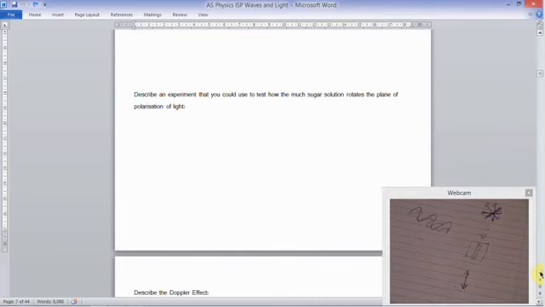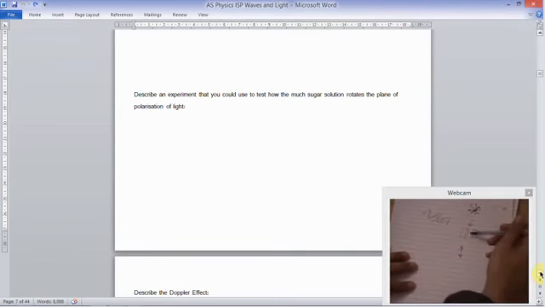So we need to describe an experiment to test how much sugar solution rotates the plane of polarization. So remember, this isn't just sugar solution that could do this. You can actually do this with drugs in certain solutions as well, so this can be used for the idea of drug testing. So let's build on what we've got here.